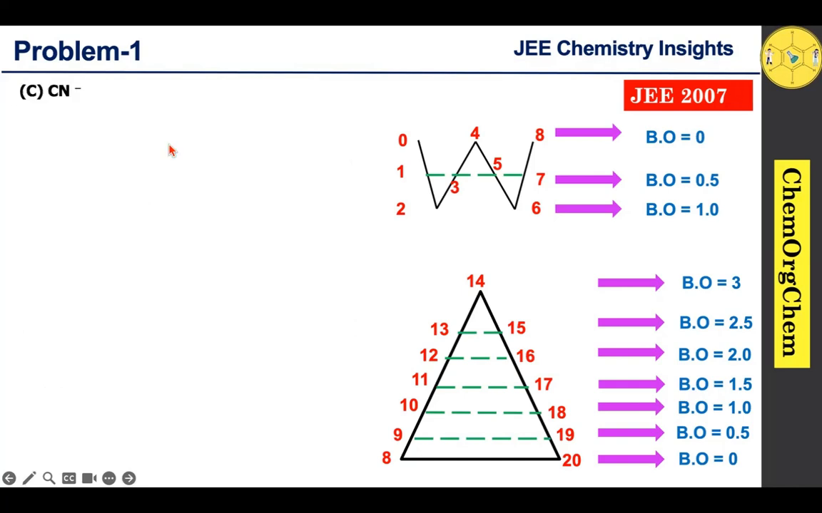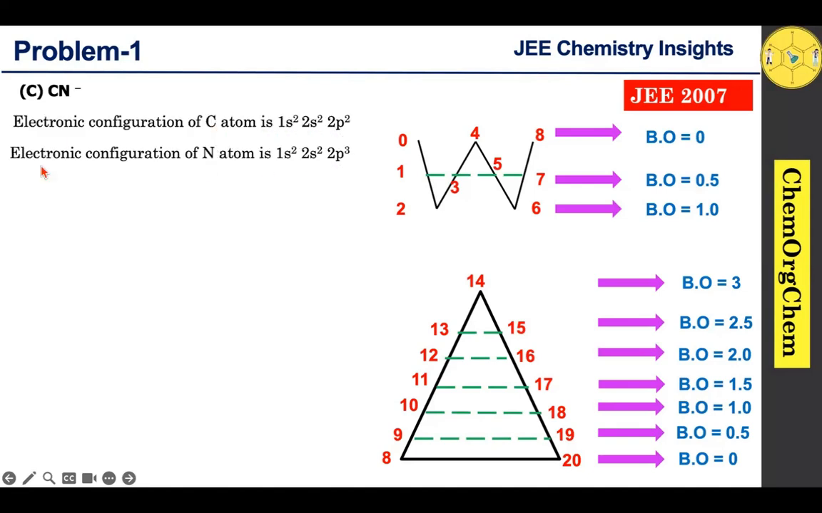Let's move on to our third option. CN minus. You write down the electronic configuration of carbon, 1s2 2s2 2p2, and the electronic configuration of nitrogen atom, 1s2 2s2 2p3. Now you calculate the total number of electrons: 2, 4, 6, 8, 10 and 13. Here it is CN minus, so you should add one electron. So 13 plus 1 equals 14. So 14 electrons means the bond order is 3.